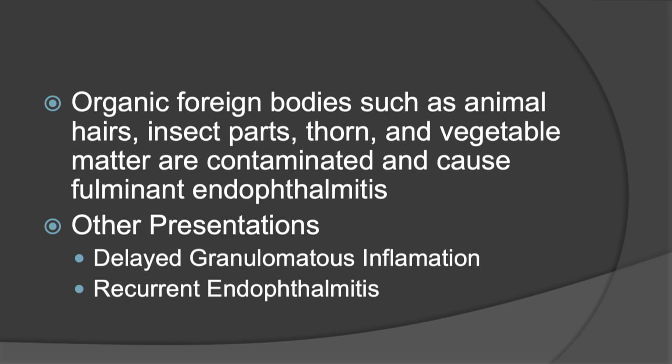Organic foreign bodies such as animal hairs, insect parts, thorn and vegetable matter are contaminated, and they are known to cause fulminant endophthalmitis. Other presentations in such cases would be delayed granulomatous inflammation, then recurrent endophthalmitis like this. In this case, probably it was not an endophthalmitis but a granulomatous inflammation, though we could not be sure whether it was also a chronic endophthalmitis. So we ended up giving intravitreal antibiotics also. The patient did really well. He could regain full vision after that.